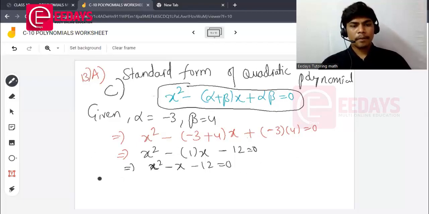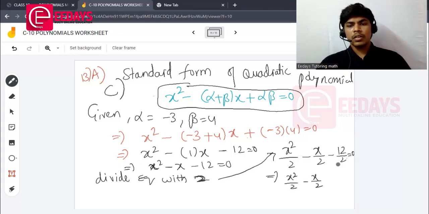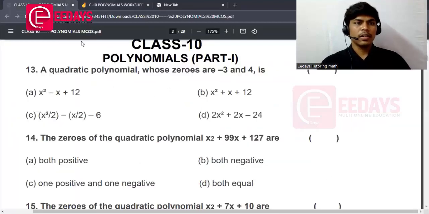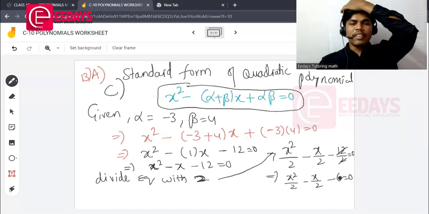Why is option C the correct answer? Let's divide the equation by 2. If we divide the equation by 2, what will we get? x square by 2, x by 2, 12 by 2 is equal to 0. So x square by 2 minus x by 2 minus 6 is equal to 0. That is the option they given, option C. So they given indirectly.